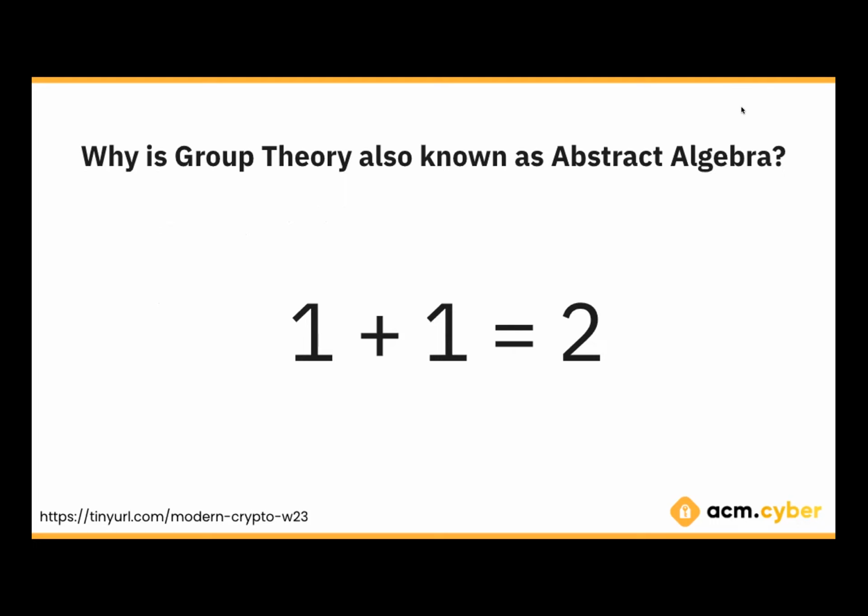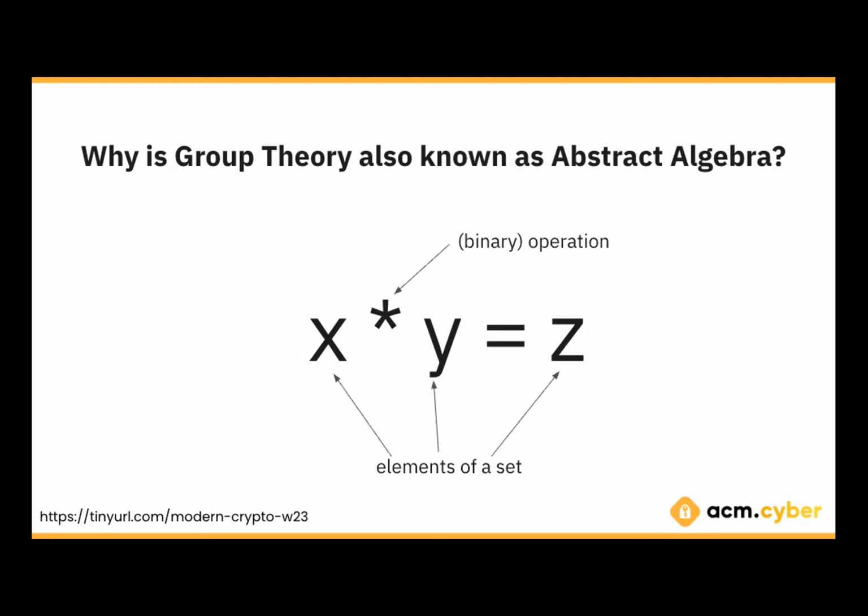Why is group theory also known as abstract algebra? To explain this, we have to look at our favorite equation, 1 + 1 = 2. This is in algebra, obviously, but let's abstract that all away. Instead of numbers, let's change these into variables, and instead of addition, we have some symbol. Here, x, y, and z are elements of some set. They're not necessarily numbers. They're not necessarily anything. They're just elements of a set. And note that the star is not necessarily multiplication.